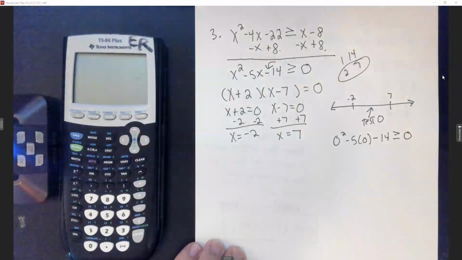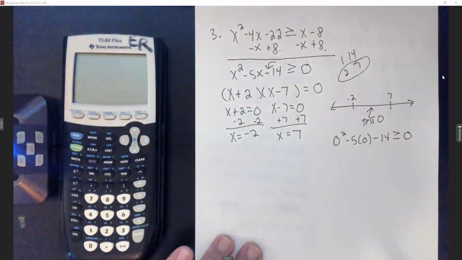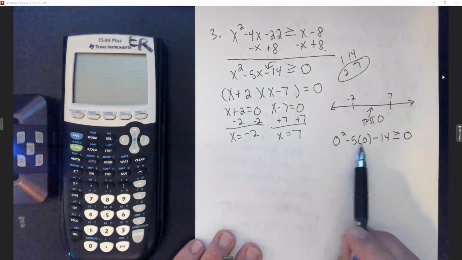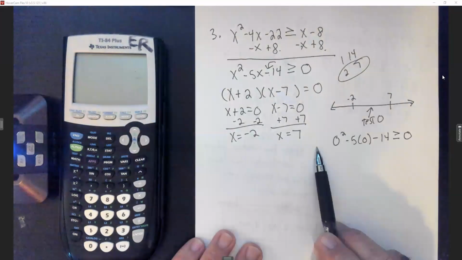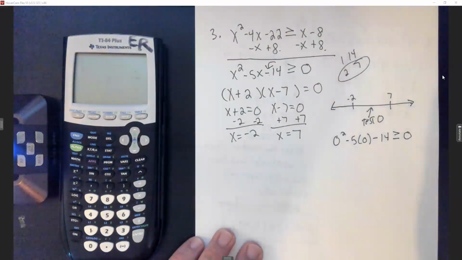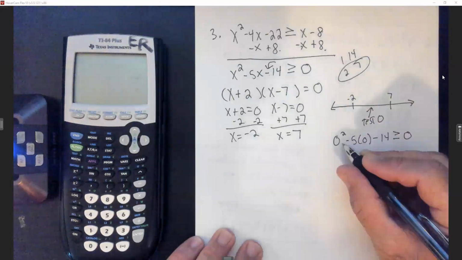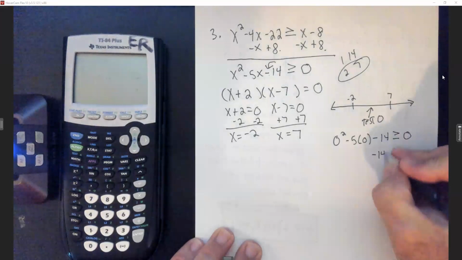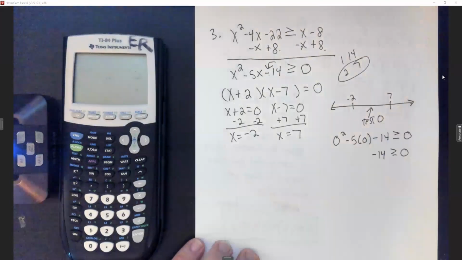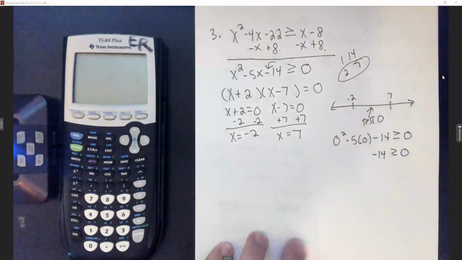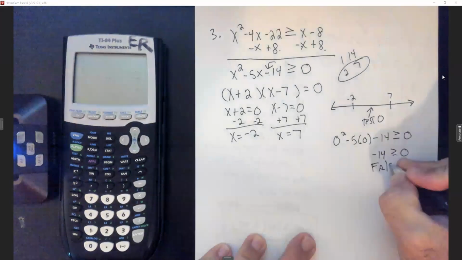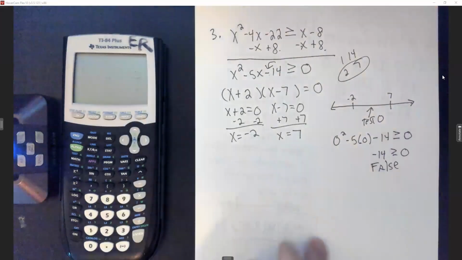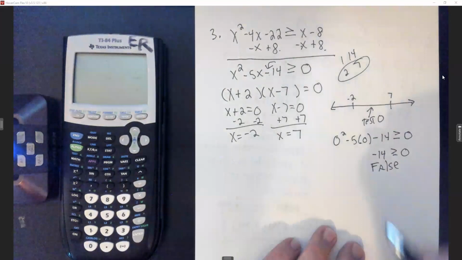And the reason I'm using zeros is because usually the x squared and the x term cancel, and you're just looking at that last number. So 0 squared is 0, 5 times 0 is 0. So you get a negative 14 greater than or equal to 0. That is false. So we don't shade the section with the 0.